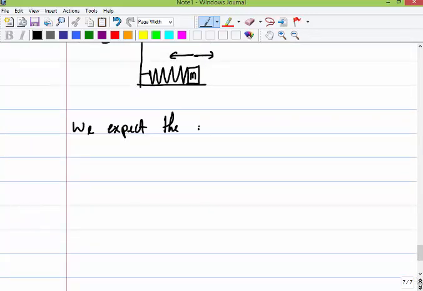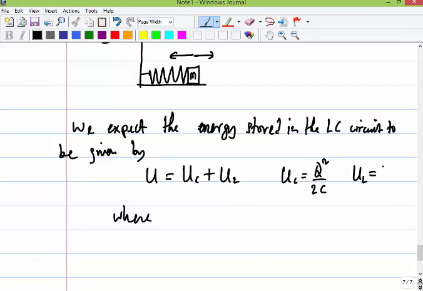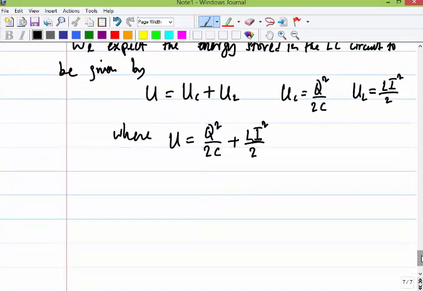We expect the energy stored in the LC circuit to be given by: total energy is the energy stored in the capacitor plus the energy stored in the inductor, where we know the energy stored in the capacitor is Q squared over 2C, and the energy stored in the inductor is L I squared over 2. So the total energy U is given by Q squared over 2C plus L I squared over 2. And then we'll continue with that.